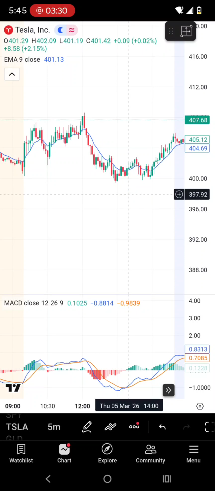So listen, this is not a long explanation of how the MACD works. It's just an example of how to use the MACD. If you want more in-depth on how the MACD works, just hit me up and I could definitely explain it to you.